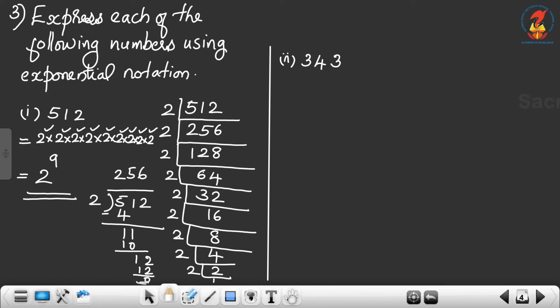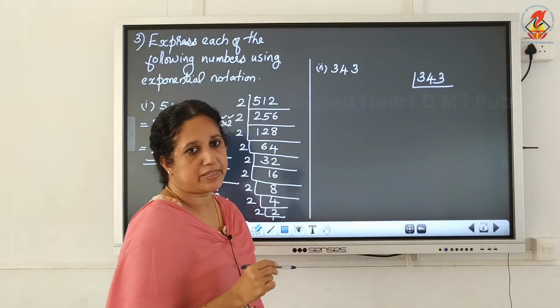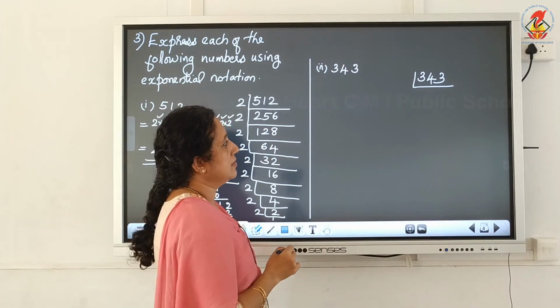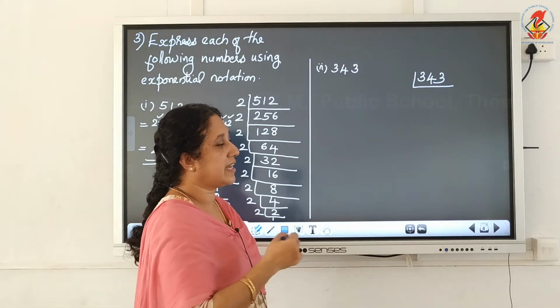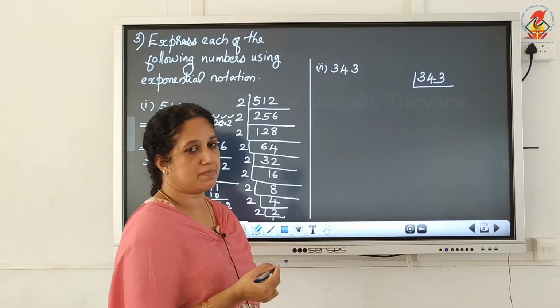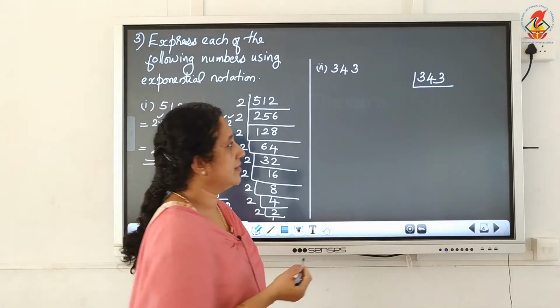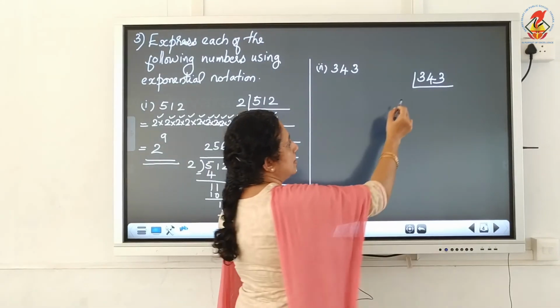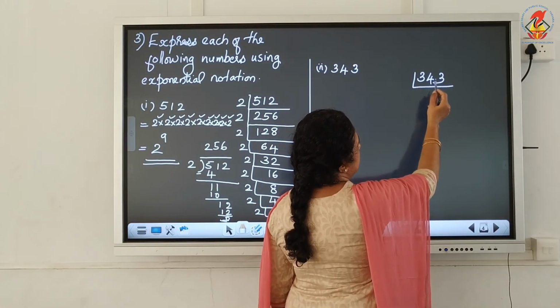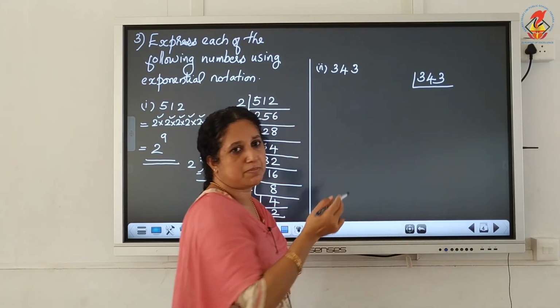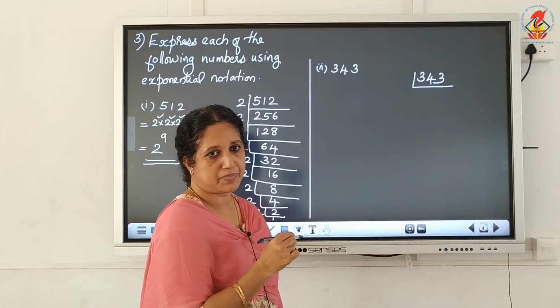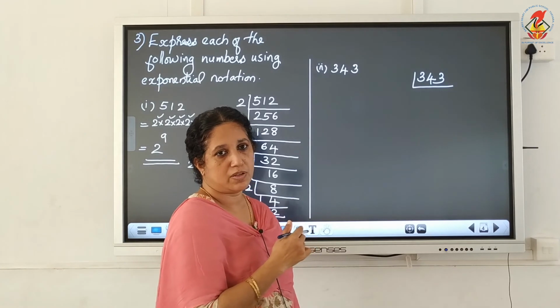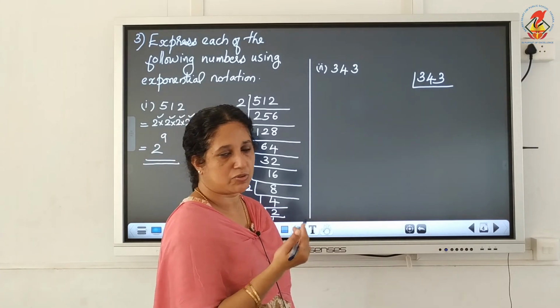Now next number is 343. So we have to find out the prime factors. Then 343, can we start with the 2? Not possible. Can we do with the 3? You have to remember the divisibility test. 4 plus 3 is 7, 7 plus 3 is 10. 10 is not divisible by 3. So not possible. Then 5, no. So next number is which one? 7. So try with the 7.